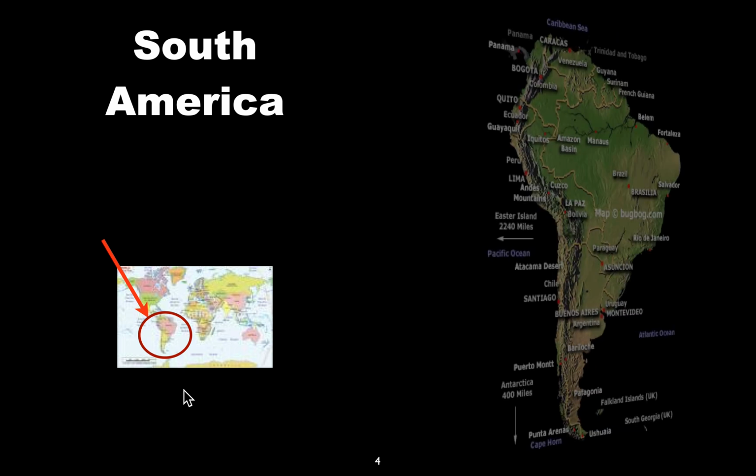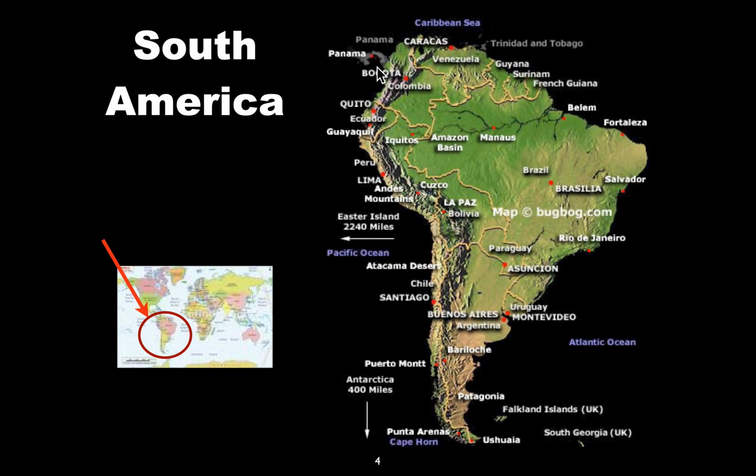Now, this is South America. Again, look at a flat map. You can see how it is connected with North America. The difference is right here. You can see how here's Panama. This is part of Central America. Central America is part of North America. But this is where North America ends, this tiny little spot, and this is where South America begins.